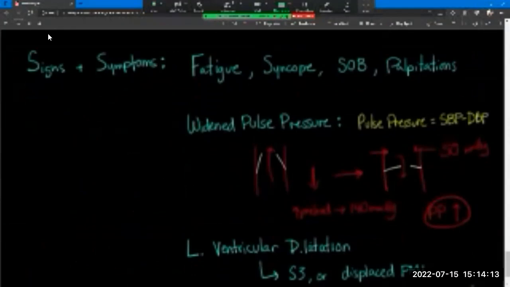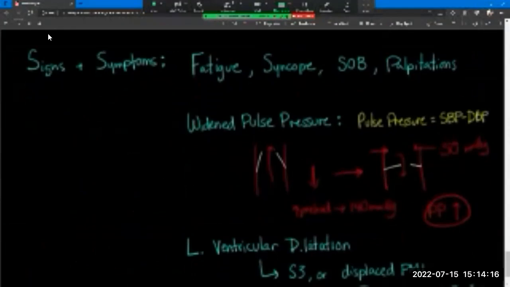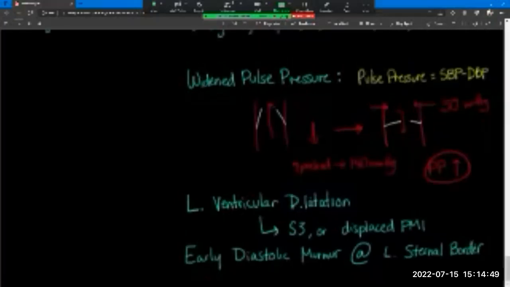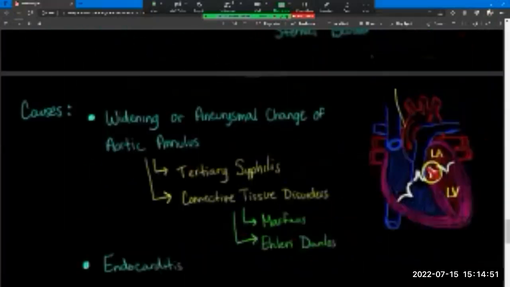The symptoms are fatigue, syncope, shortness of breath, and palpitations. Also, we can have a widened pulse pressure. Pulse pressure is the difference of pressures. So in a normal heart, it would be 120 to 80 millimeters of mercury. But when you have a stenosis or a regurgitation, it could be like 140 to 50. So that's bad. Also, left ventricular dilatation with an S3 or displaced PMI and an early diastolic murmur. And so here are some sounds.